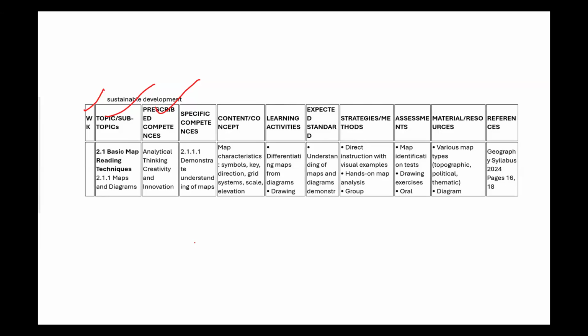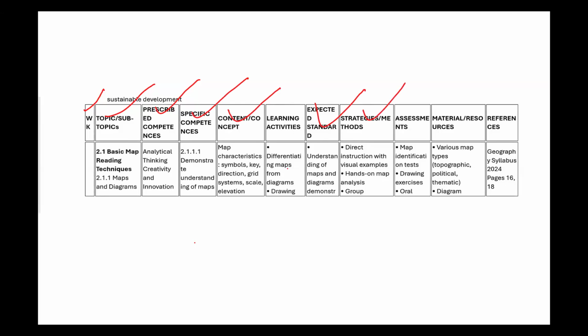Then there is the specific competence. What specifically do you want them to do? You want them to demonstrate understanding of, for example, the maps in this case. Then content now. What is the content of your lesson? Write the content, expected standard. What do you expect your students to have at the end of all that?